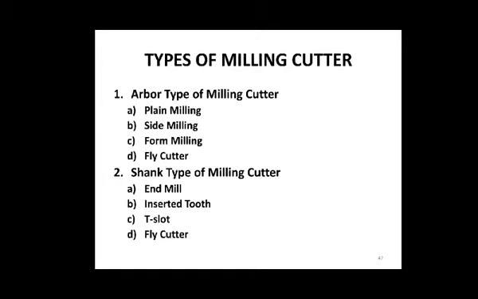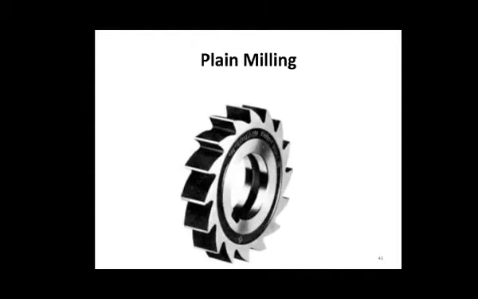Now let us see the types of milling cutter. The first classification is the arbor type of milling cutter, in which there are plain milling, side milling, form milling, and fly cutter. The second main classification is the shank type of milling cutter, having end mill, inserted T-slot and fly cutter. In plain milling, these are widely used, cylindrical with high-speed steel tool teeth on the periphery.